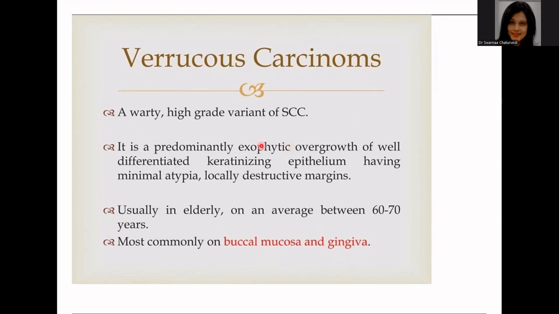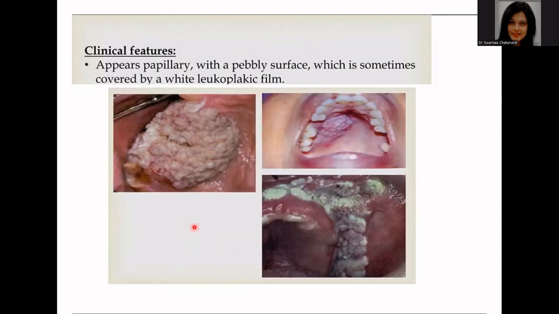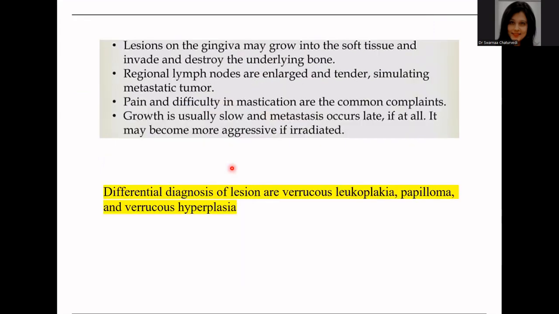If we look at its age of occurrence, it's usually in elderlies in an age average between 60 to 70 years, most commonly on buccal mucosa and gingiva. In the clinical feature, you can very well see that there is pebbly papillary appearance, usually covered by a white leukoplakic film, and the lesion on the gingiva may grow into soft tissue and invade and destroy the underlying bone. Regional lymph nodes are enlarged and tender, simulating the metastatic tumor.